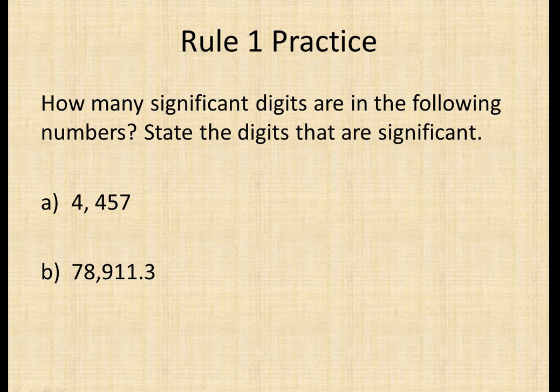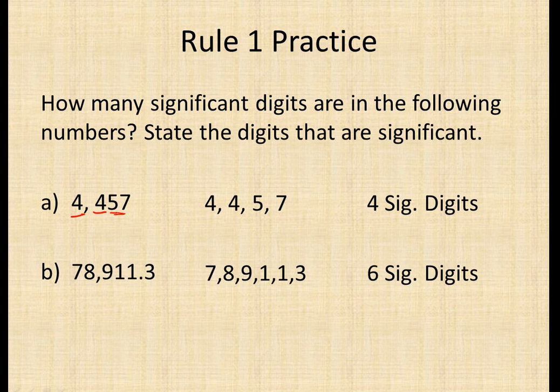Alright, now that you've tried those 2 examples, let's take a look at them. We're looking at non-zero digits. We have 4, 4, 5, and 7. And so we list our significant digits, which are 4, 4, 5, and 7, and we have 4 significant digits. I abbreviated significant just to save space. On B, we see that 7, 8, 9, 1, 1, and 3 are all significant, and so after we've counted them up, we have 6 significant digits.